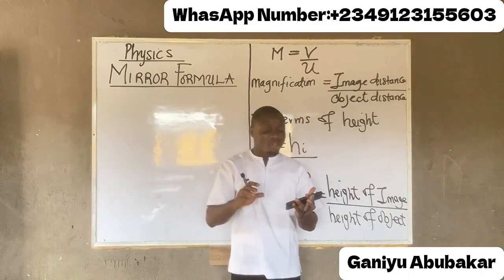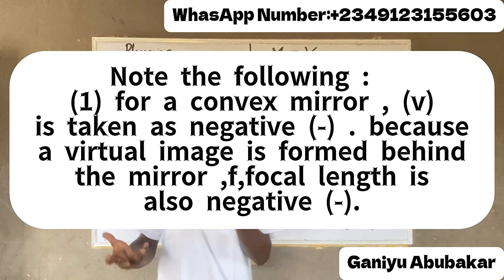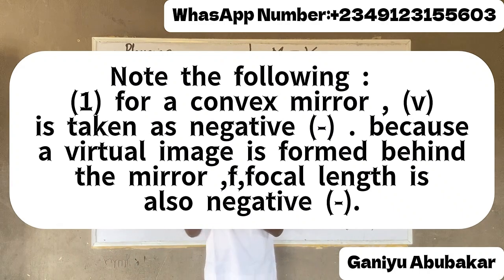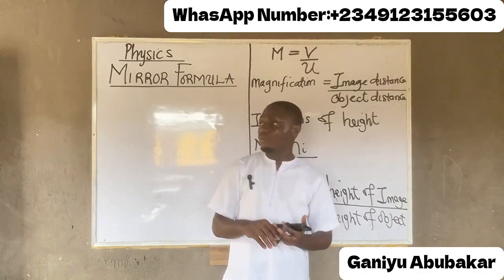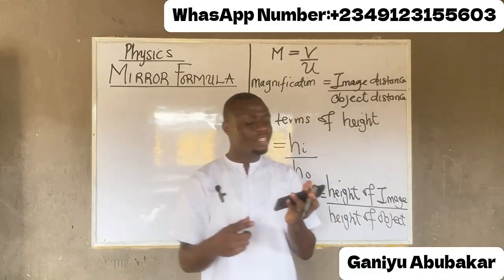For a convex mirror, V is taken as negative (minus). I said for a convex mirror, V is taken as negative because a virtual image is formed behind the mirror. Focal length is also negative. All right, so that's the number one thing to note, that for a convex mirror, V is taken as negative.